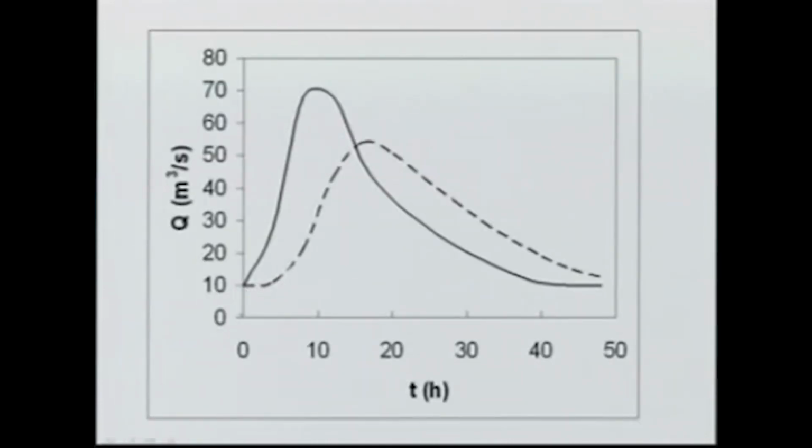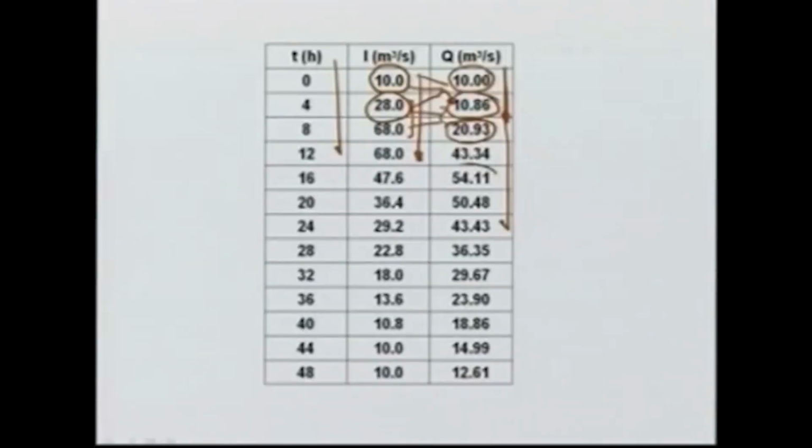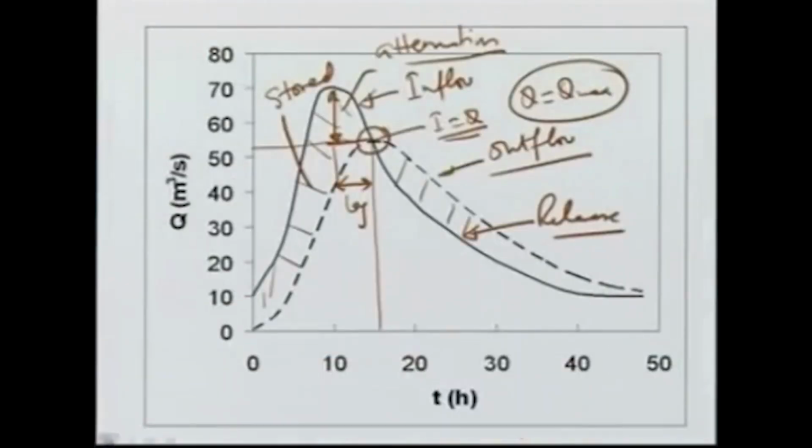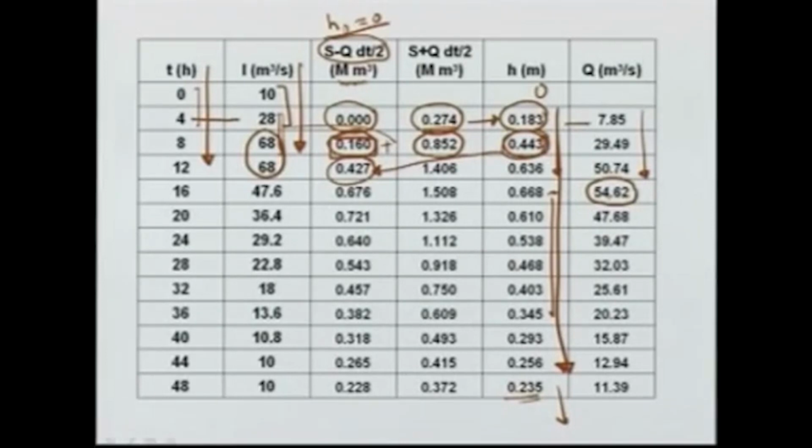In this case, we have assumed that initial outflow is 10 meter cube per second, because this is channel routing. So, we assume that initially inflow and outflow are same, and therefore, again you can see that there is an attenuation here and there is a lag here, but in this case the peak is roughly 54.11, while in the other case we had seen 54.62. So, they are not very different in this case.